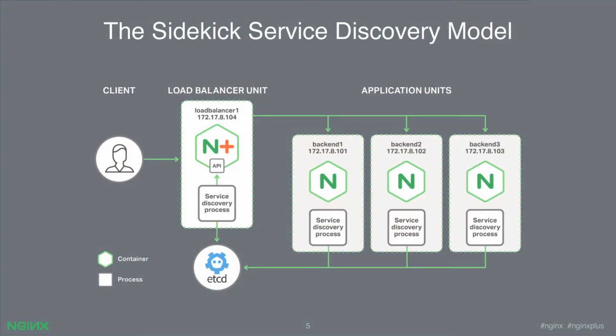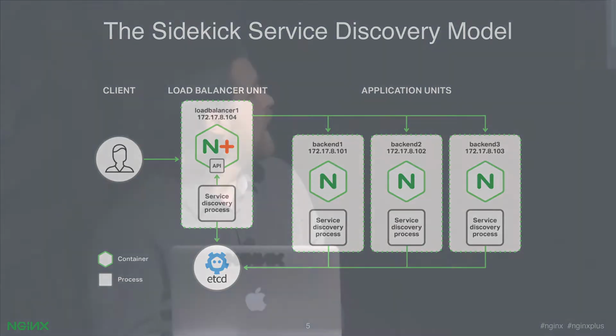So the model that we're going to follow today, and the demo is using, is a Sidekick service discovery model. Essentially, we have clients connecting to an outbound NGINX instance running as a load balancer. In the demo, we're going to be using NGINX Plus. You could use open source. With the demo, we're going to showcase some of our APIs that are in NGINX Plus.